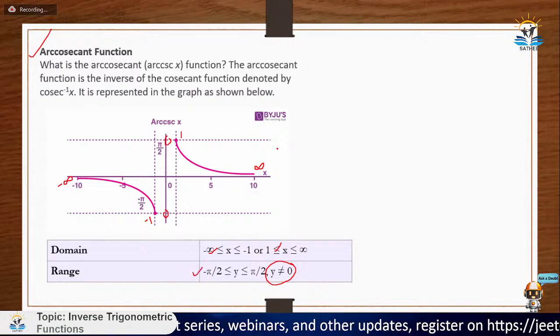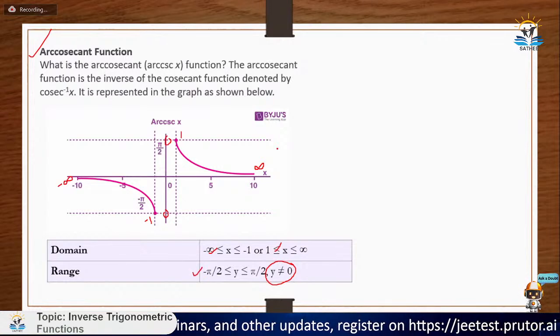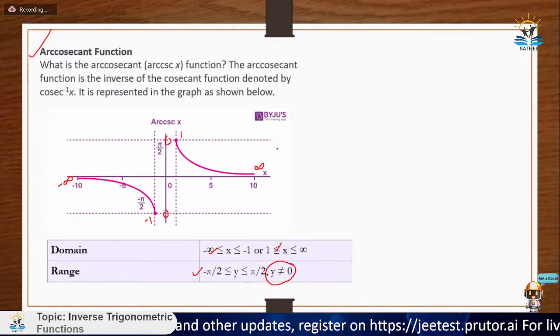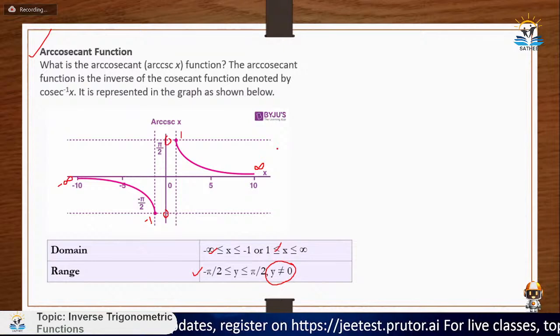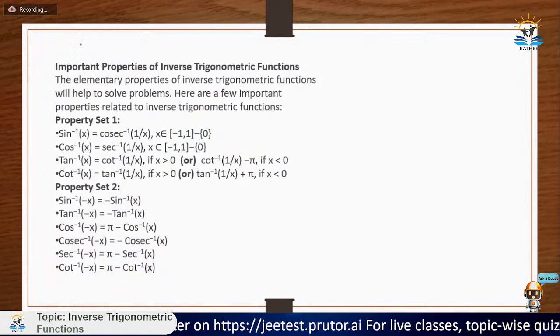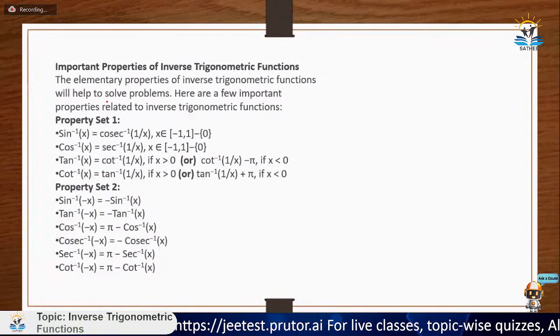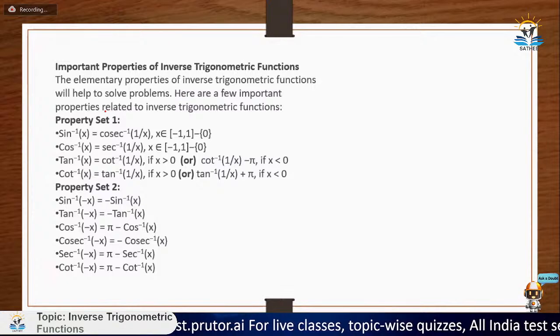These are the important properties of inverse trigonometric functions. So let's discuss them one by one. Firstly, we know that cosec is 1 by sine. We know cosec x is equal to 1 by sine x. We know it now. Cosec x is equal to 1 upon sine x.